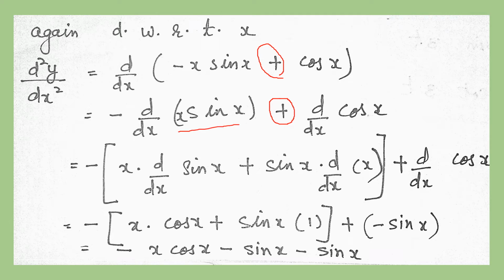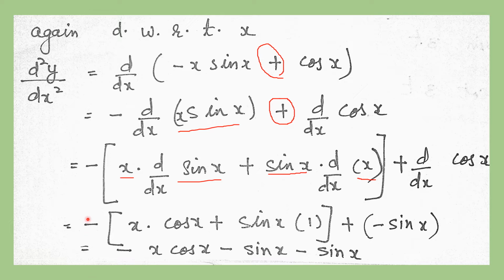Derivative of x sin x. So what you will do, minus comes in the beginning. First function x as it is multiplied by the derivative of the second function, which is sin x, plus second function x sin x as it is multiplied by the derivative of the first function, which is x, plus d by dx cos x will be copied as it is.